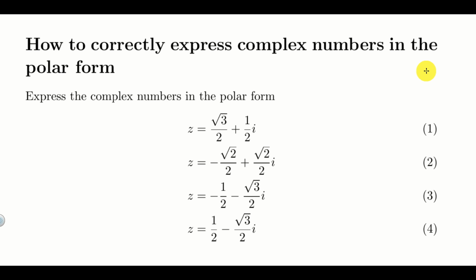As an illustration, in this tutorial we will solve these four problems. First, let us explain what a polar form of a complex number is, and let's derive an equation that will help us to transform the rectangular form to the polar form of a complex number. Let's start from scratch.